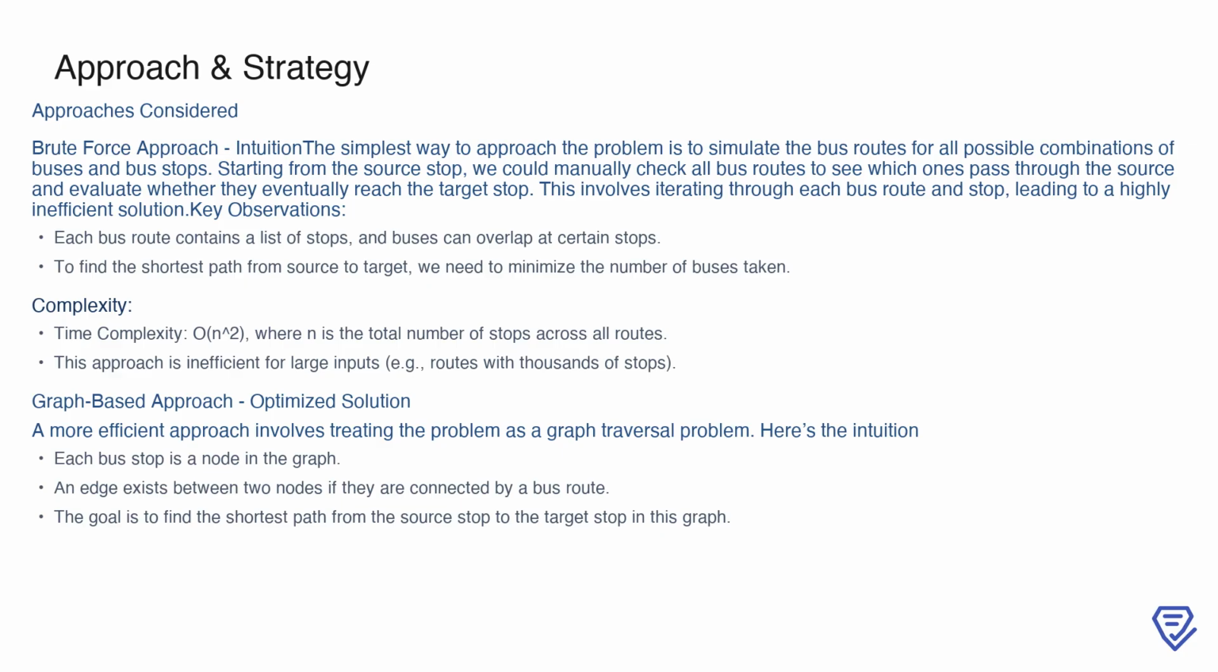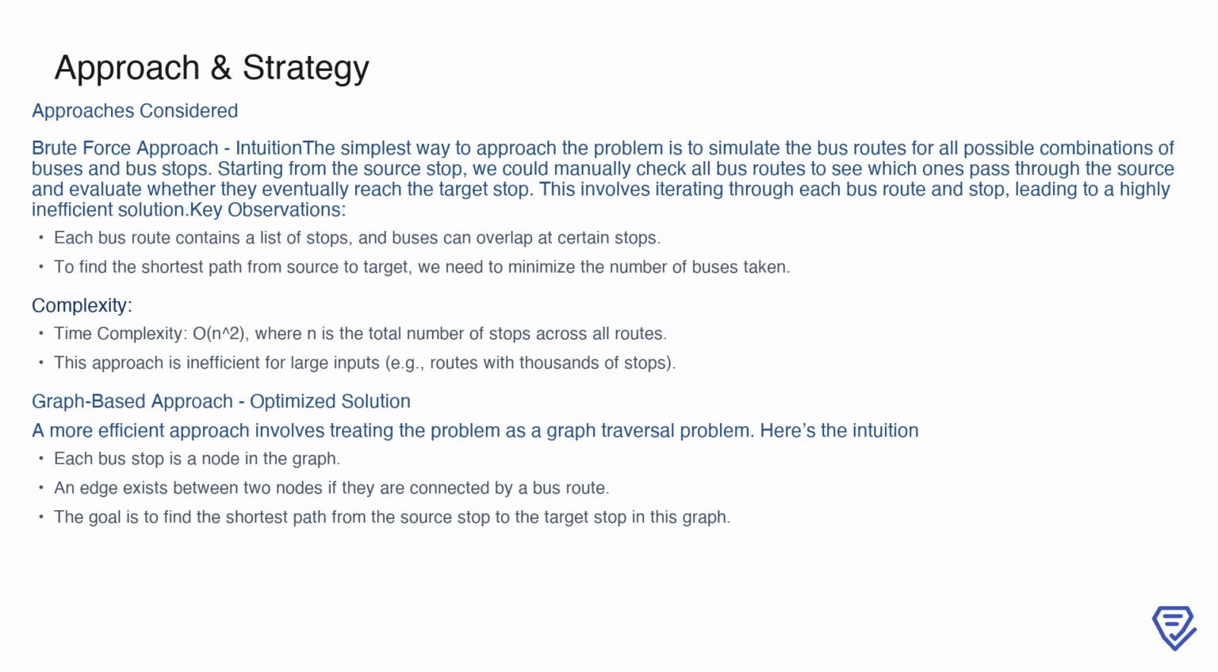To tackle the bus routes problem, we first consider the brute force approach. The intuition here is straightforward: simulate all possible bus routes and stops to check if there's a path from the source to the target. Starting from the source stop, we manually evaluate each bus route to see if it passes through the source and eventually reaches the target. However, this approach quickly becomes inefficient as we iterate through all routes and stops.